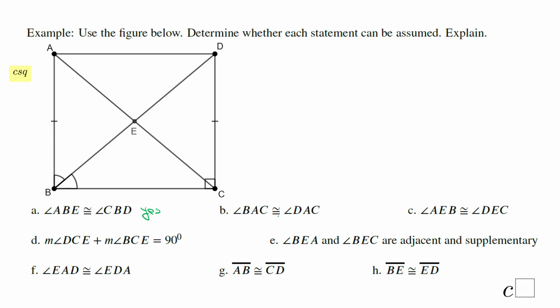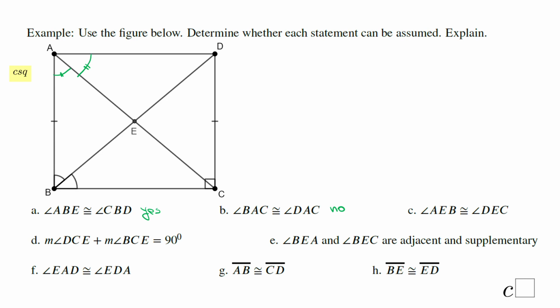B, angle BAC, which is this angle here, and angle DAC, which is this angle here. You'll notice I mark them different. Are these two angles congruent? They look like it, however, we cannot assume. No. One more time, they look it, but we cannot assume. On the other hand, in part A, we saw they were marked the same.